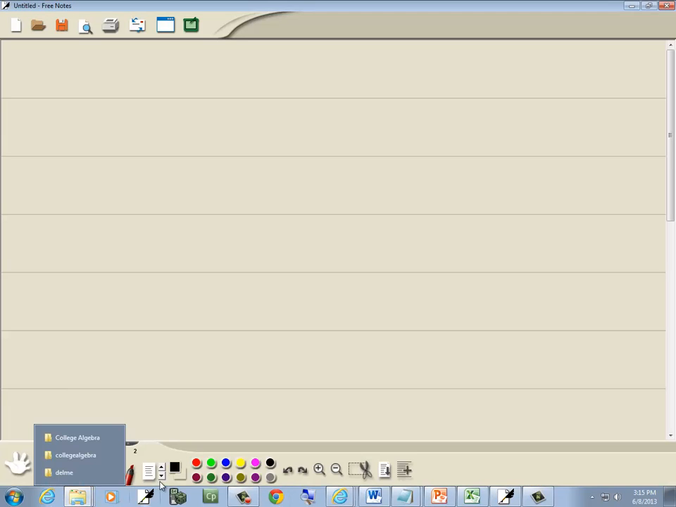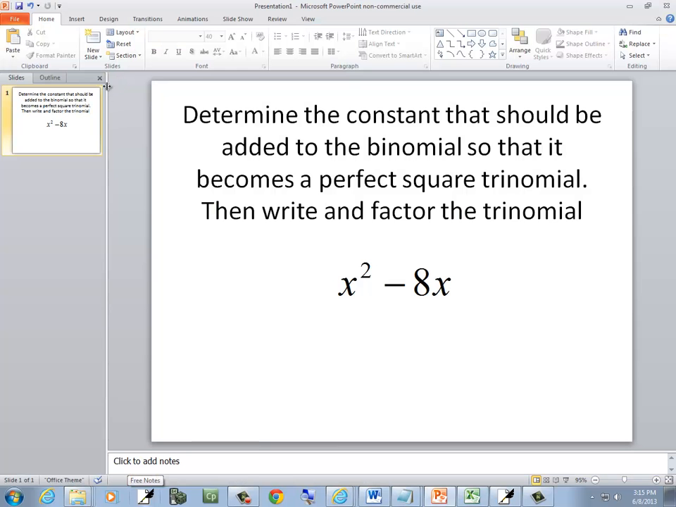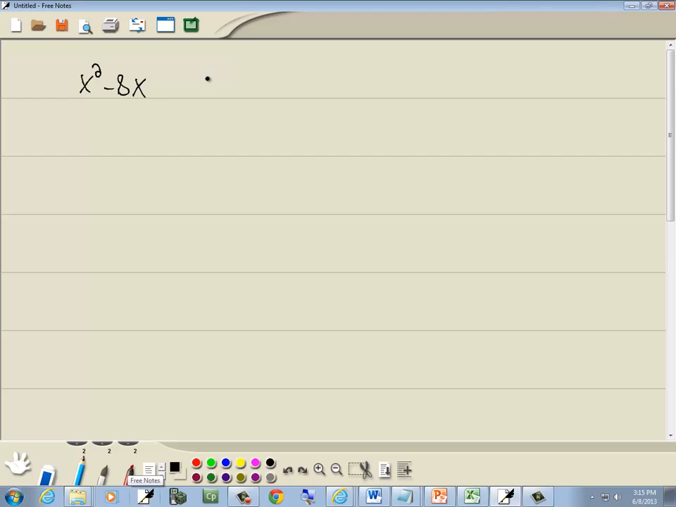So x squared minus 8x. What we're going to do is take the number before our x, which is negative 8, multiply it times a half, and square it. It's always times a half and it's always squared. That gives us negative 4 squared, which gives us a positive 16.